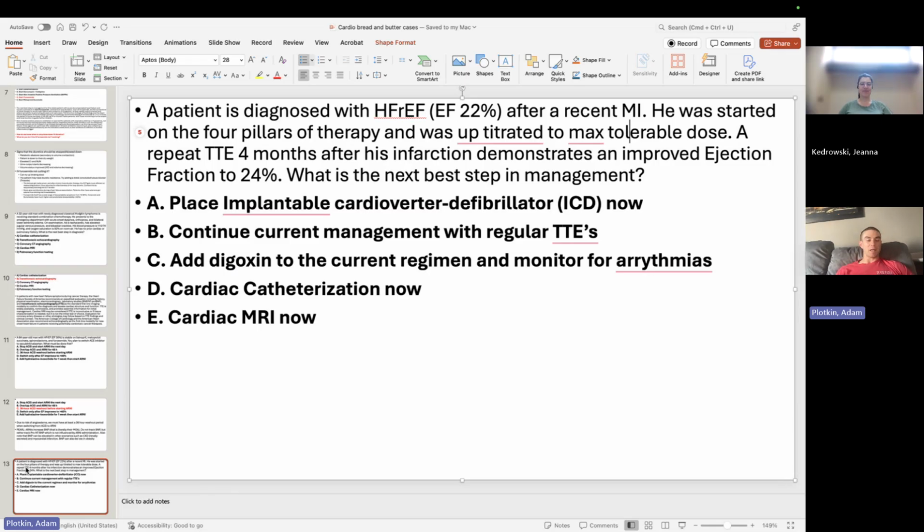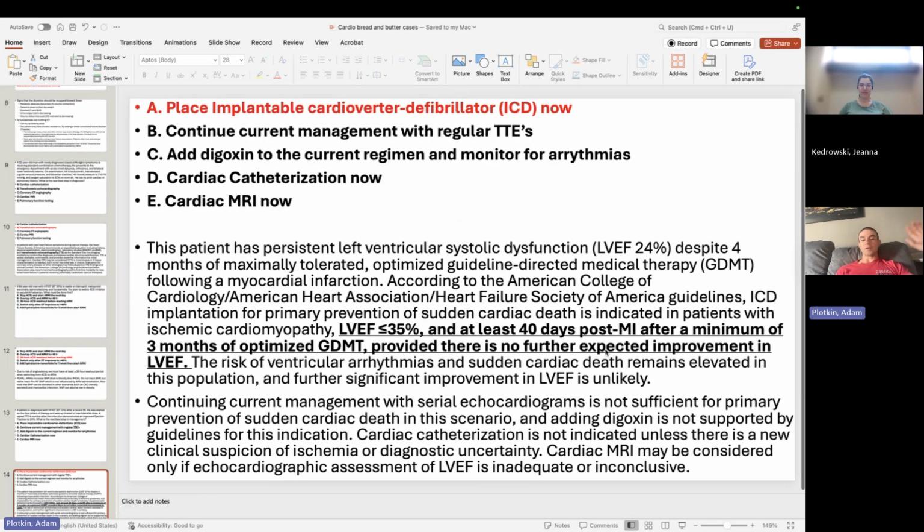This is a great teaching moment because even though you didn't know the exact guidelines or the exact indications to place an ICD, you can reason through it: his ejection fraction is 24%, which is terrible. We probably need to do something about it. Considering he's been on all 4 pillars, up-titrated to the max dose, for 4 months, and his ejection fraction only went up 2% and is still very low, just continuing to watch is not going to do anything.